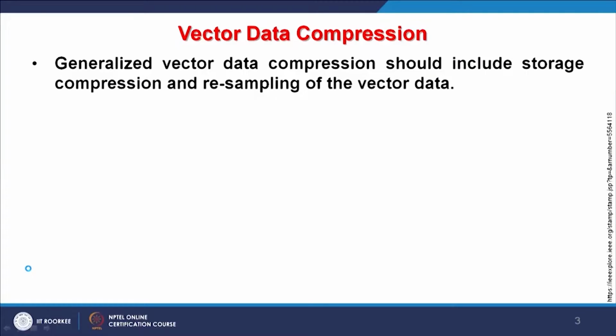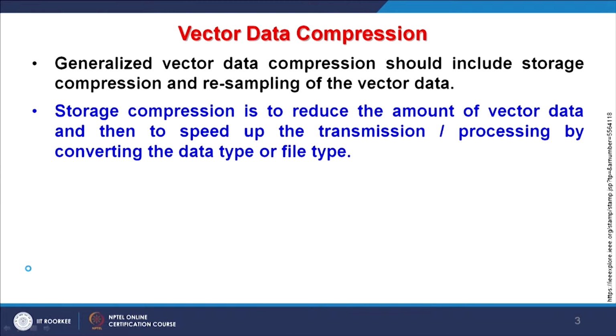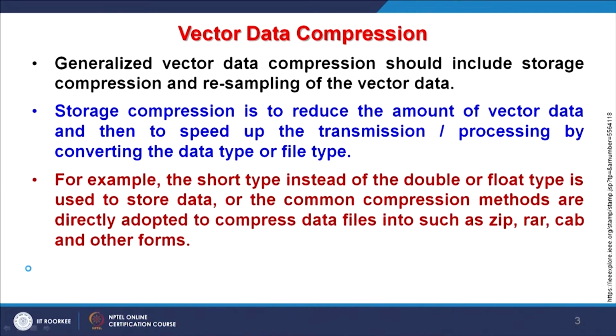So, generalization of vector data should also include storage compression and resampling of the vector data. This we put as generalization, which I have just mentioned, and of course, it will produce storage compression as well, because fewer nodes are stored in a system compared to the original data set. Storage compression means that less space will be required to store that data.